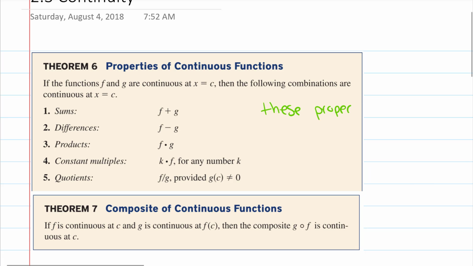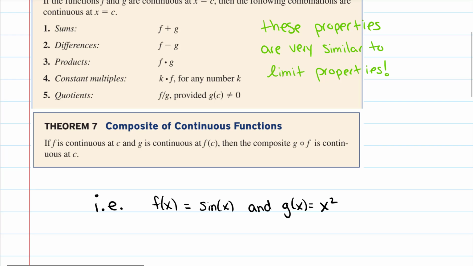So these properties are very similar to limit properties. Theorem 7, however, is a little bit different and might seem a little confusing. If f is continuous at c, which is again any x value, and g is continuous at f of c, then the composite g of f is continuous at that point c. So if a function is continuous at a point, and then you take a composite of it, which is putting a function inside of another function, the composite function is also continuous.